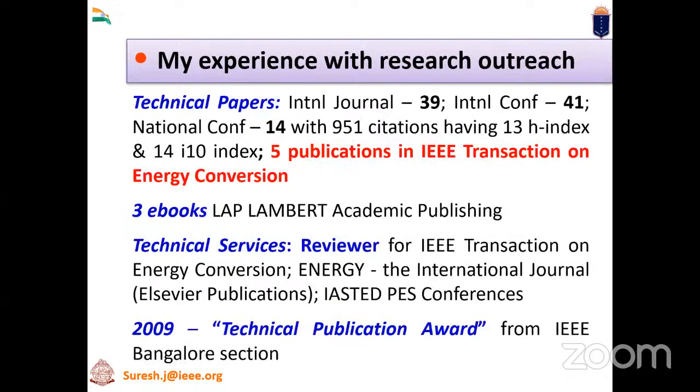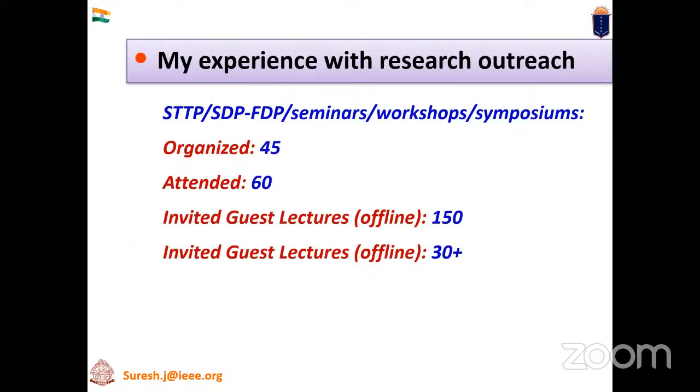Then some technical papers, 39 international, all that already has been told. IEEE transactions, I have 5 papers there, 3 ebooks, then technical services. I am a reviewer for all this. Then there was one technical publication award that has already been mentioned. Organized these all because this all comes from the core research. That's what I'm going to touch finally.